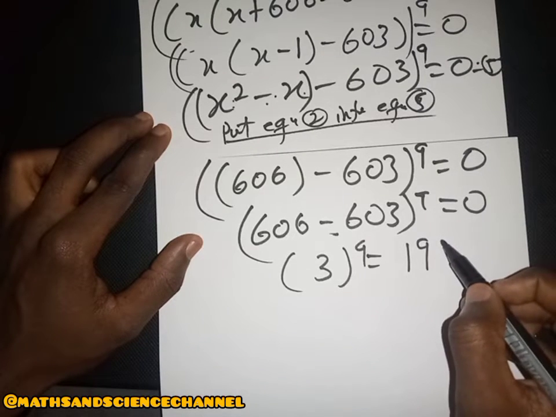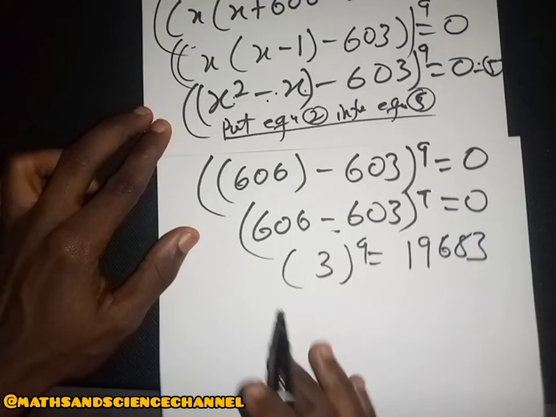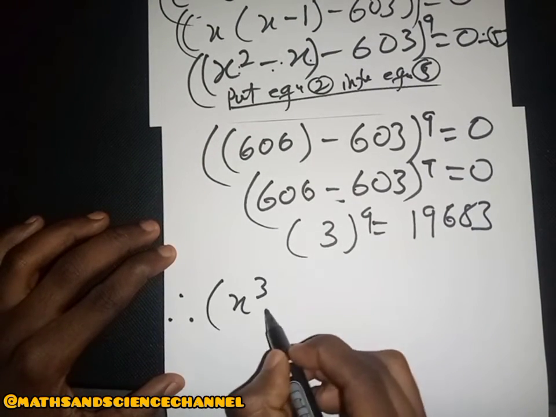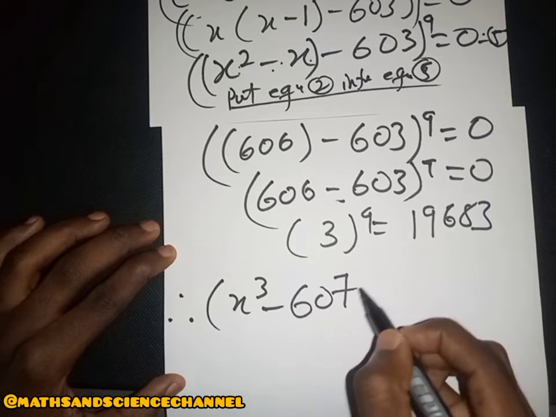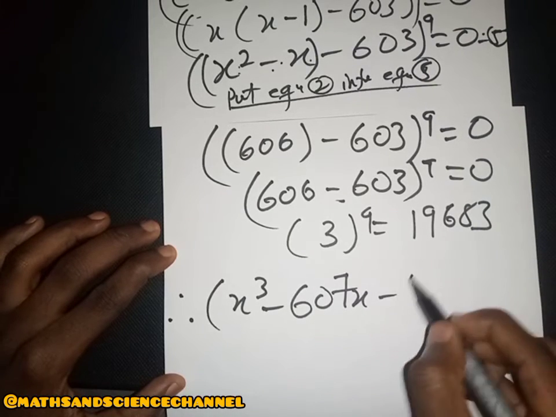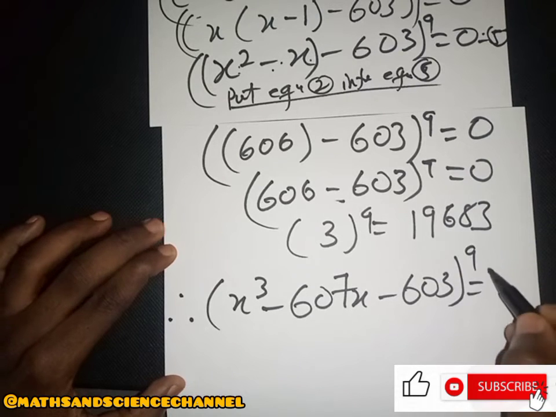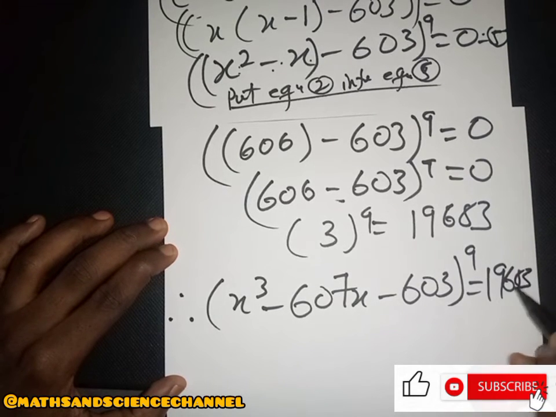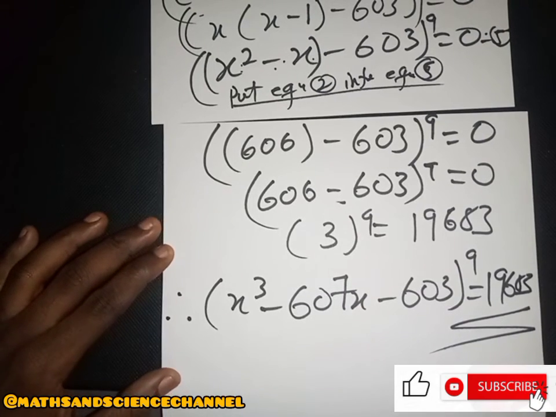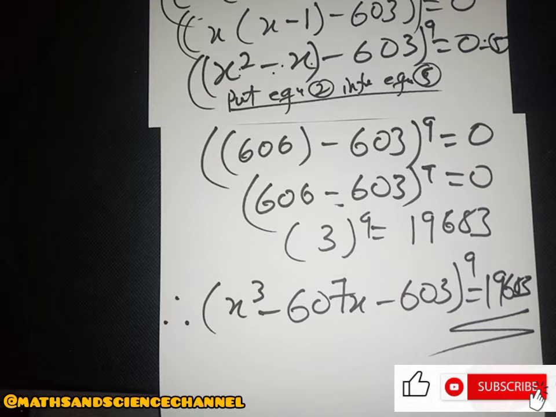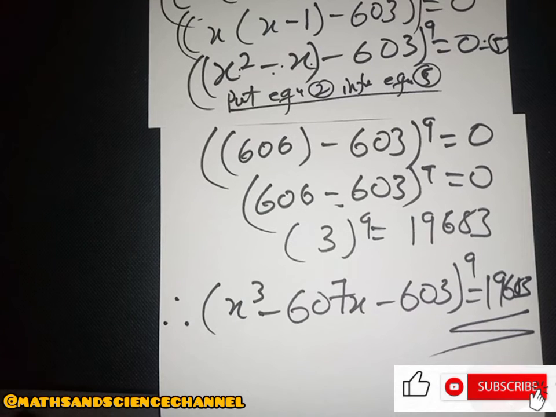This just gives us 3 to the power 9, which is equivalent to 19,683, right? So therefore we can conclude that (x cubed minus 607x minus 603) to the power 9 is equal to 19,683, and that will be the answer for x cubed minus 607x minus 603 all to the power 9. So basically that is what we have for that particular expression.